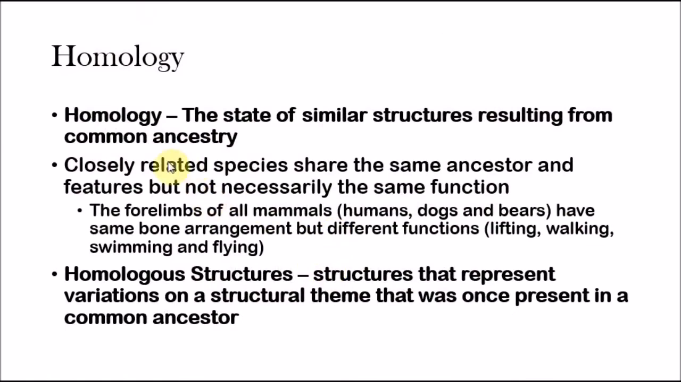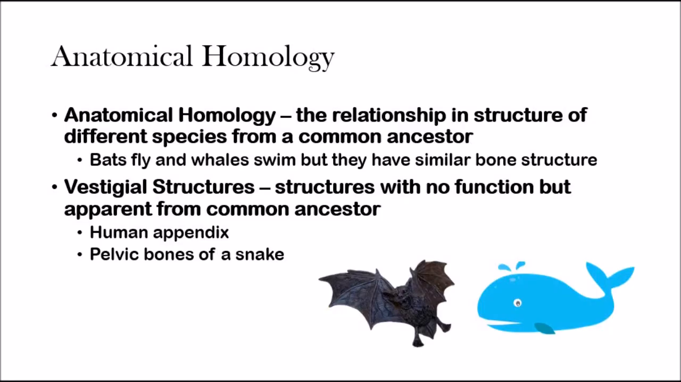So, closely related species sharing the same ancestor and having similar features, but these features don't necessarily have the same function. Homologous structures are structures that represent variations on a structural theme that was once present in a common ancestor. So again, these forelimbs that we talked about here are examples of homologous structures. There's actually two types of homologies. The first is anatomical homologies, and we kind of already talked about that, but let me get into it.